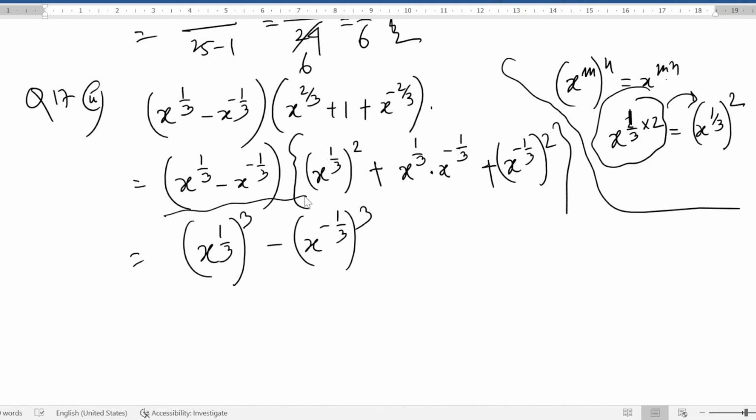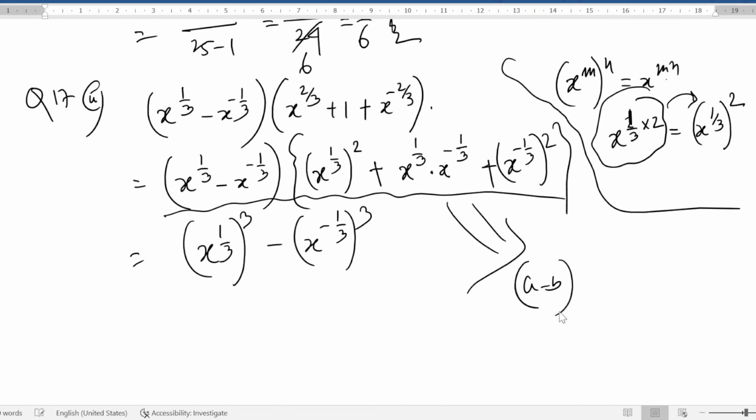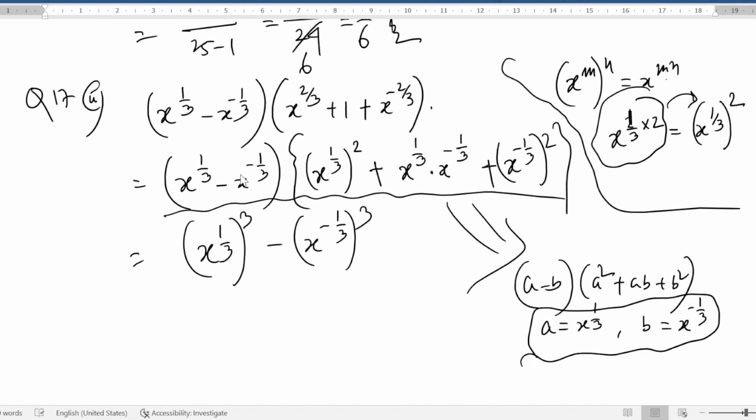Because you know, this thing is actually a minus b into a square plus ab plus b square. What is a here? A here is x to the power 1 by 3 and b here is x to the power minus 1 by 3. Yes, if these things are a and b, then this expression is nothing but a minus b multiplied by a square plus ab plus b square. So that is necessarily the formula for a cube minus b cube. Okay, that is why I've written it like this: x to the power 1 by 3 whole cube minus x to the power minus 1 by 3 whole cube.